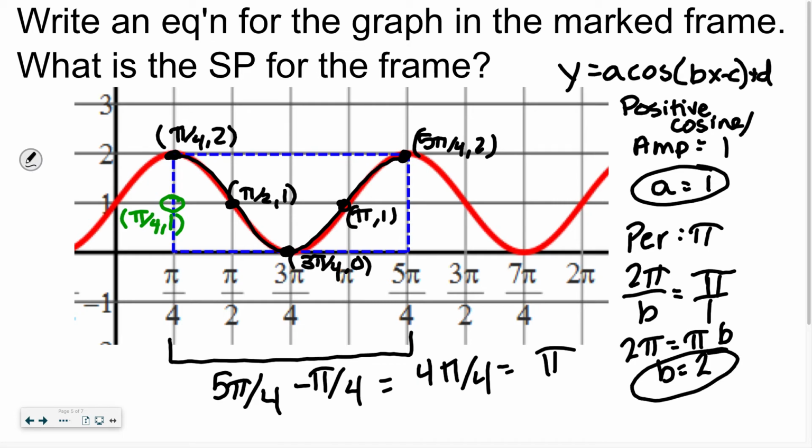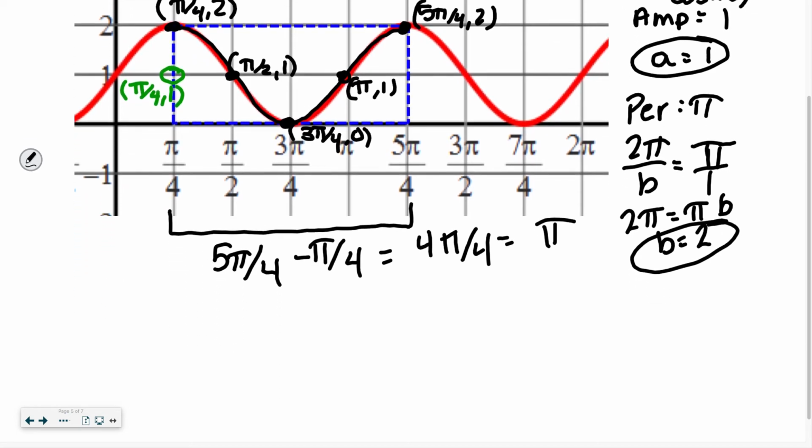So there will be times when your period is not as easy to see what b is, then resort back to cross multiplication. Okay, so I got A is 1, B is 2. And then we already identified together our starting point was pi fourths comma 1. So starting point we said was pi fourths comma 1.